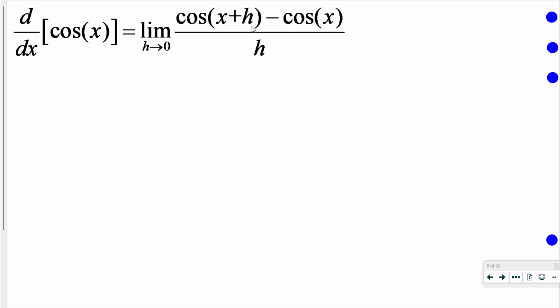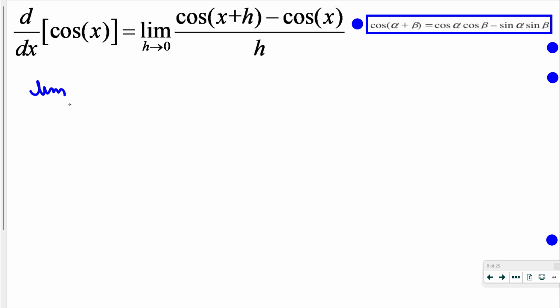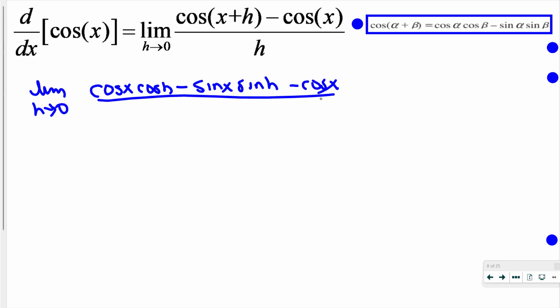Now I have cos of x plus h. So that's an angle sum. So on my formula sheet, I'm going to use this angle sum for cosine. So that will mean the derivative of cos x is equal to the limit as h approaches 0. Now let's apply our formula. This is going to be cos of x, cos of h, minus sine of x, sine of h, minus cos of x all over h.